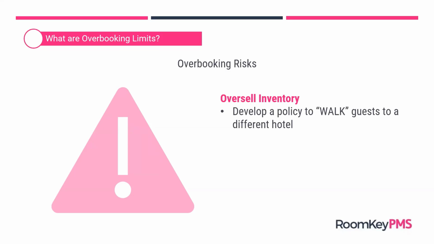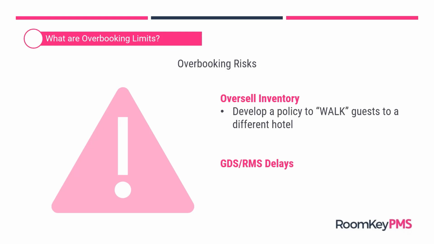If you're a property that does not have any other comparable hotels in the area, you may want to avoid using overbooking limits, because you would not be able to develop a walk strategy for your guests. The other overbooking risk to consider is when you are using a GDS or RMS rate management software like Ideas or Duetto. You need to consider that there are delays when communicating with those types of interfaces and RoomKey.